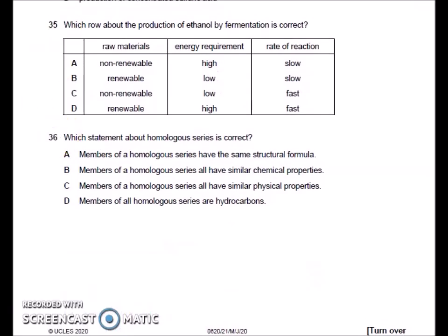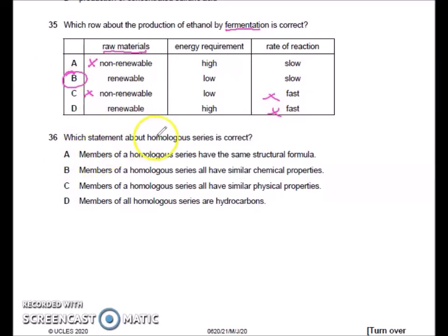Okay, which row of the production of ethanol by fermentation is correct? So raw material is more to starch, corn, all the fruits, right? So it is renewable. Plants are renewable energy. Energy requirement here is lower because there is no heating process. We just have to add in some enzymes, zymase, and the reaction is not fast, it is slow. Okay, it is slow. So your answer is B.